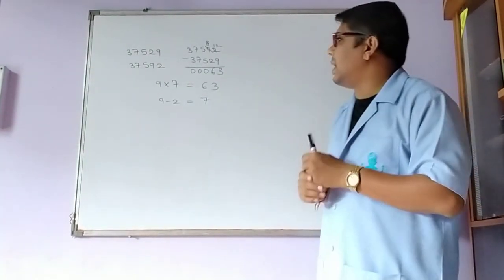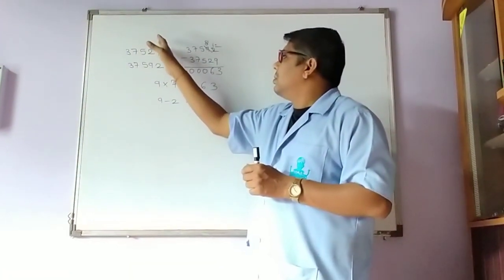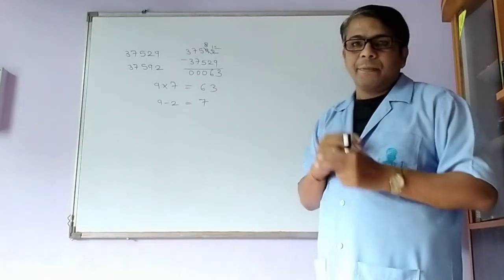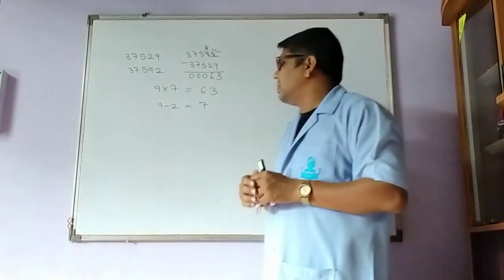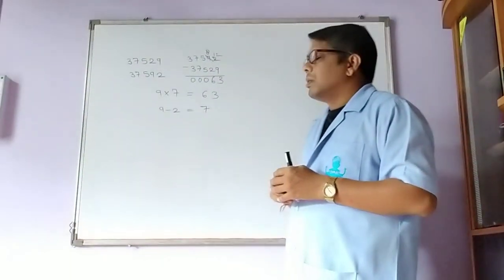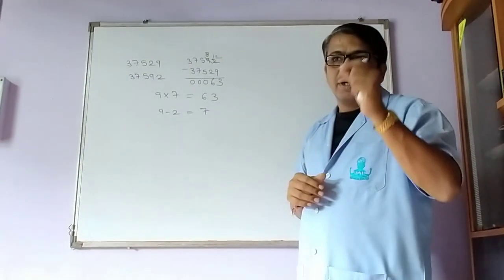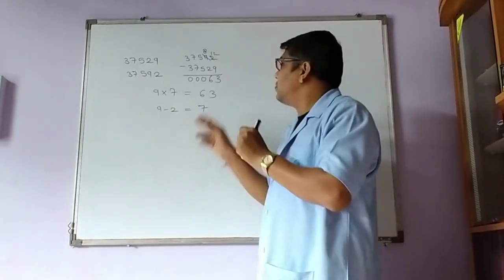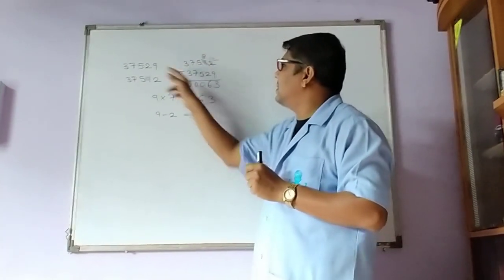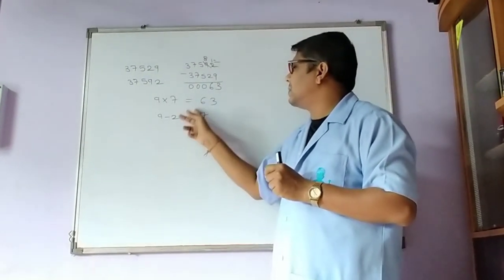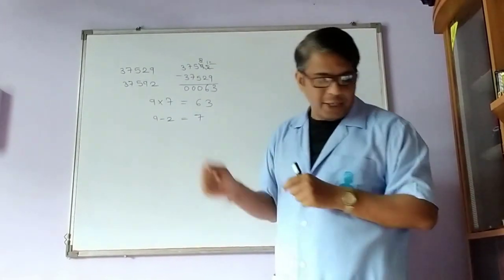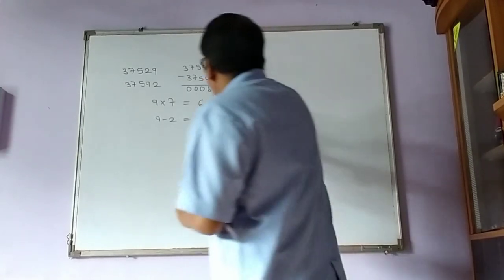In addition to that, the digits which are interchanged, the difference between their digits, the difference we have obtained after subtracting the numbers is a multiple of that difference also. Okay.